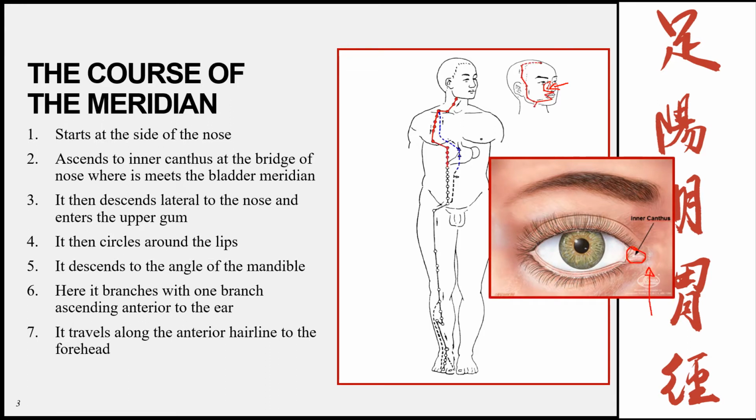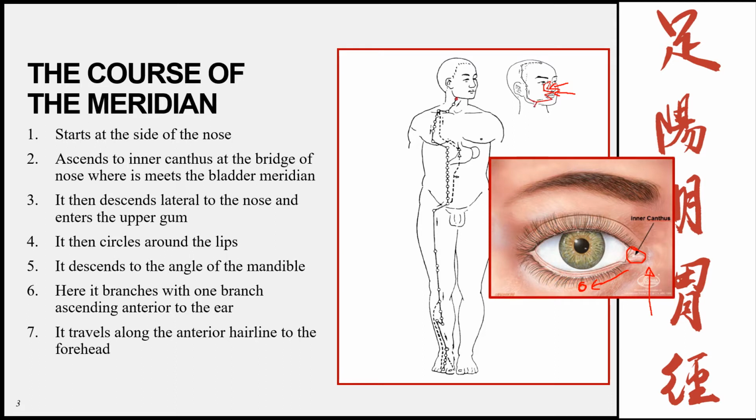And then from there, it descends lateral to the nose and enters the upper gum. So it descends like this. And over here is the first point of this meridian. The first 2 points, point 1 and 2, you'll see on the image up here are actually dotted lines because they're not part of the main meridian. Stomach 1 only actually starts just below the eye over here. And then from stomach 1, it continues descending and enters the upper gum, as you can see over here.